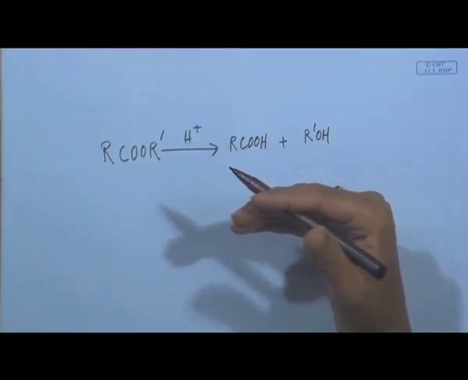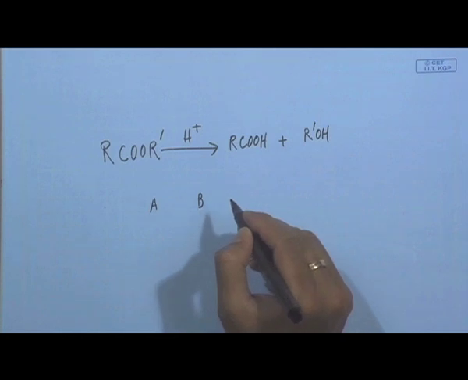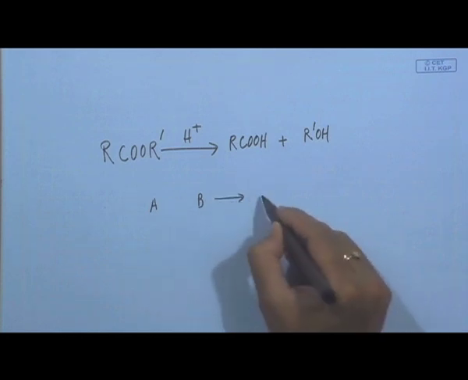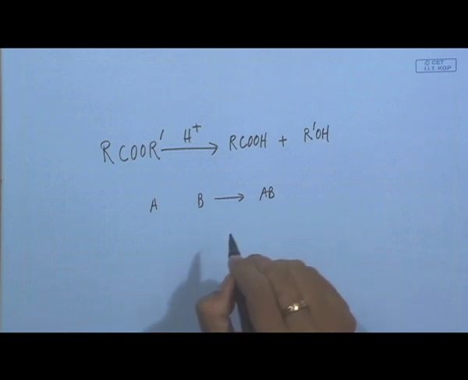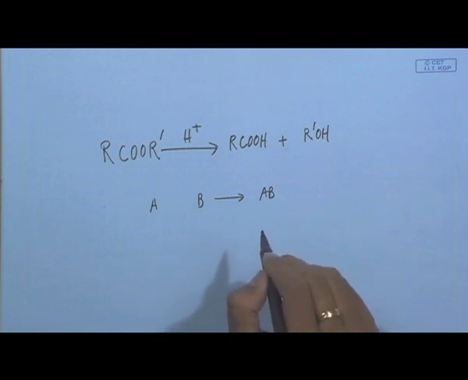Concentration of this RCOOH, that is acid concentration, slowly rises with time. So it doesn't happen all of a sudden. It doesn't happen like an explosion. It takes time. But suppose we have a situation where we have reactant A and reactant B, and if they come close to each other, it will form AB immediately, meaning it does not take any time.